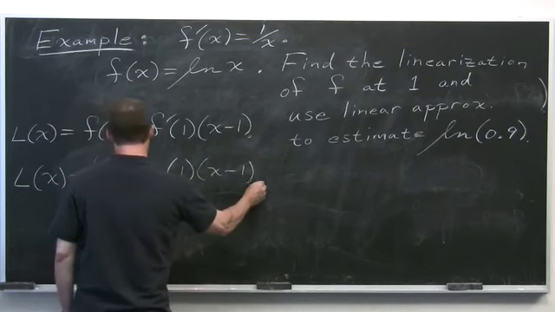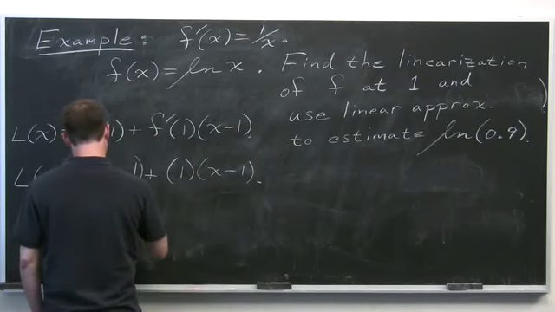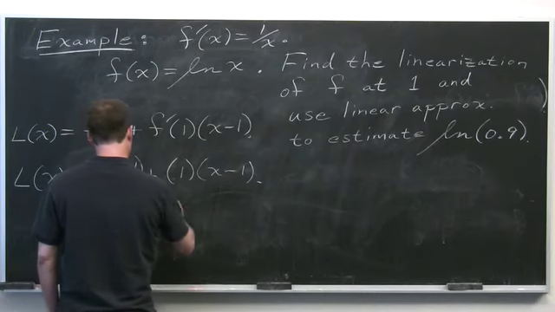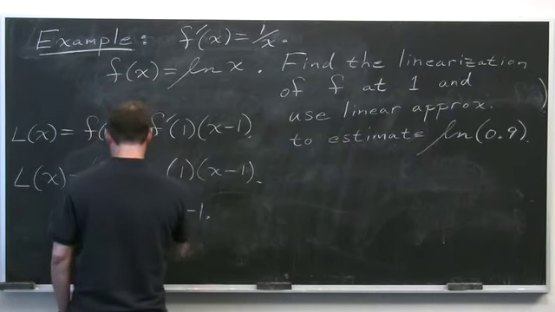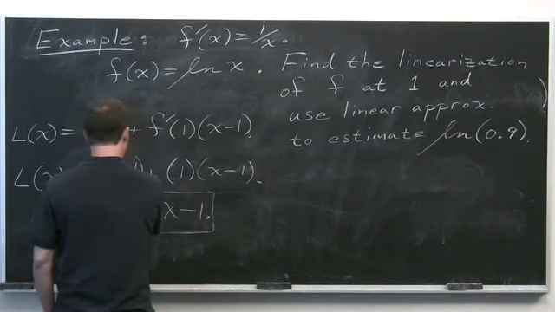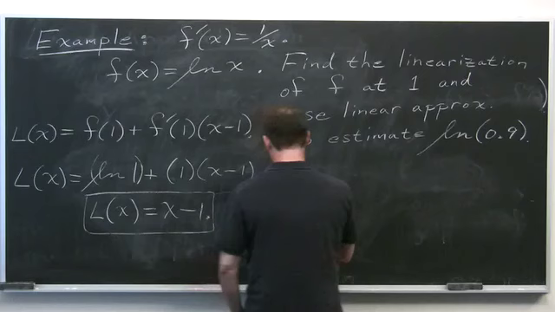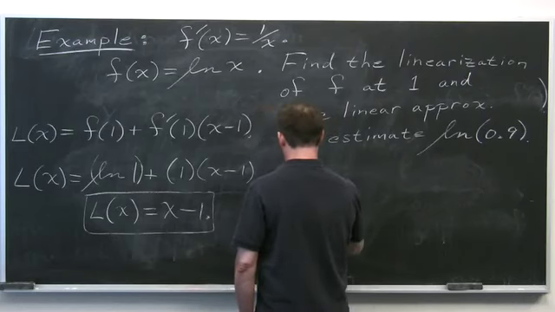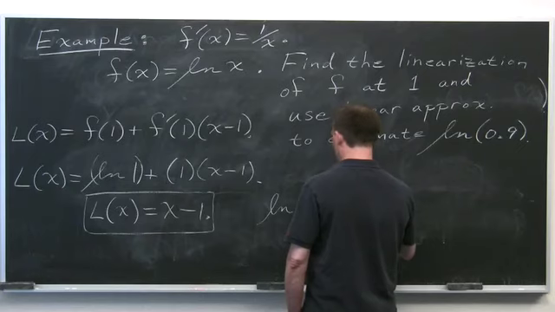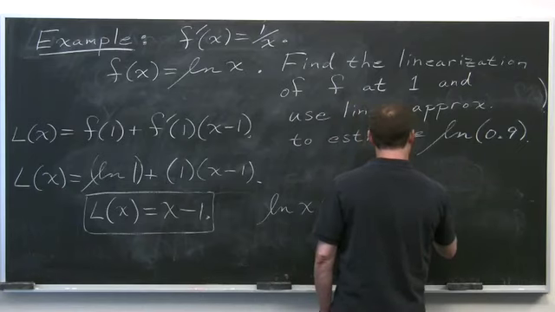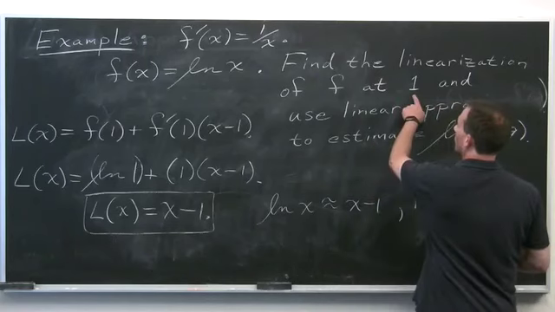So for the linearization, we're getting L of x is x minus 1. The linear approximation is then telling us that ln of x is approximately x minus 1 if x is close to 1.